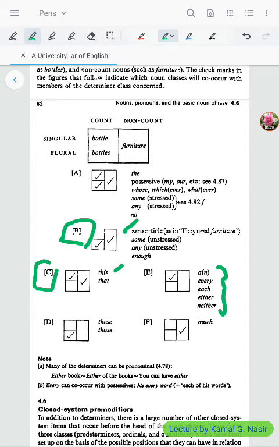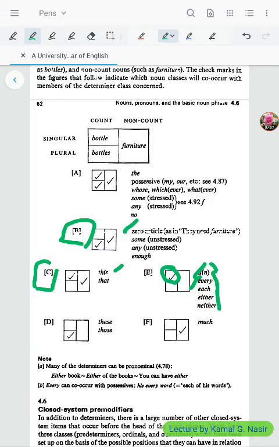The fourth group: a and an, every, each, either or either, neither or neither. Both of them are two correct pronunciations. The determiners of this group come only with the singular countable noun. We say a bottle, okay, and we say an apple.